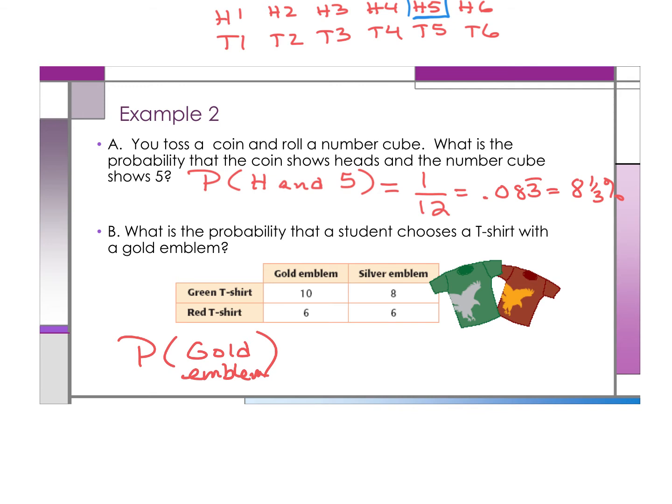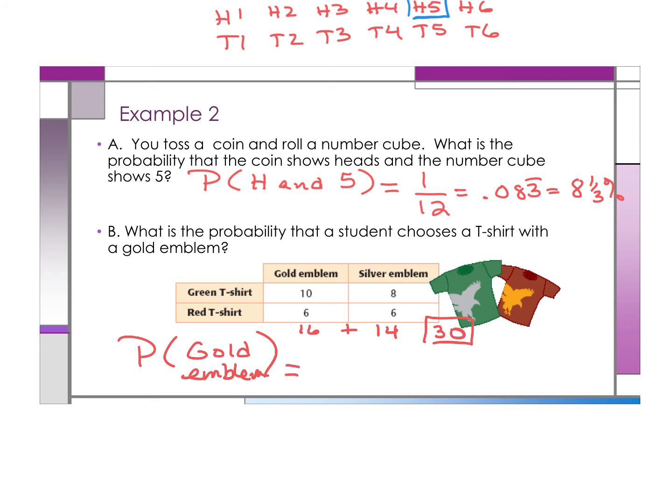And that total with gold emblems is going to be 10 plus 6, and a total of 16 shirts that have a gold emblem. Then there is a silver emblem as well, and I'll add 8 plus 6, and that gives me 14. The total number of t-shirts we're talking about here is going to be 16 plus 14, and a total of 30 t-shirts. Remember, for probability, we need to know the total.